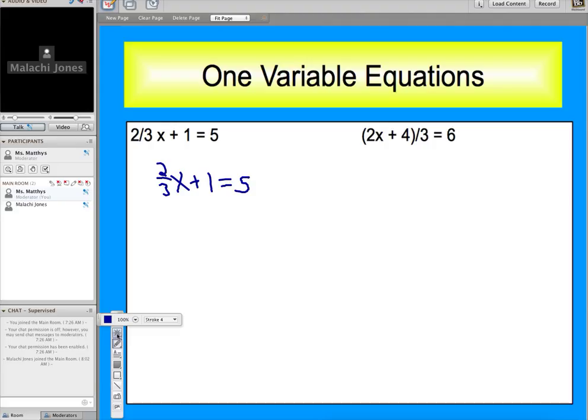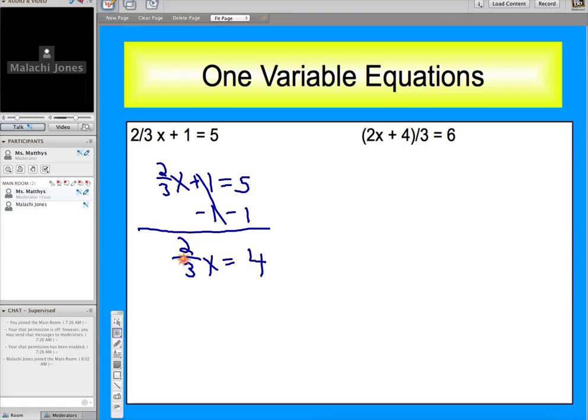First you would subtract 1 from both sides. And what am I going to be left with on the right-hand side? 4. Okay, so x is now attached with a fraction. So how would I move that fraction? You would multiply it by what? 3 over 2. Good. So we're going to multiply both sides by 3 over 2.